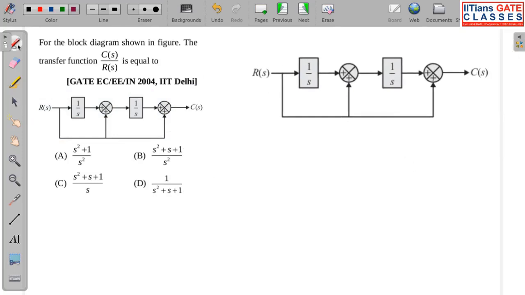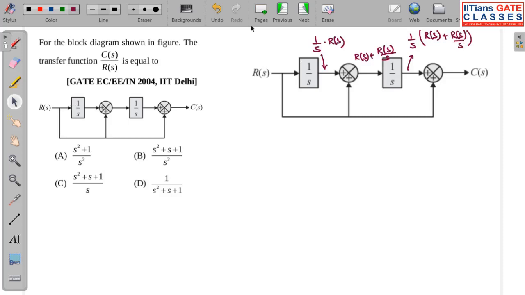So look, this is Rs. Rs is coming from here in this path also. So over here, this output will be 1 by S into Rs. Over here, you can see Rs is getting added. So this will be R of S plus R of S divided by S. Over here, 1 by S will be multiplied with this one. So 1 by S, this is the output: 1 by S into (Rs plus Rs by S).